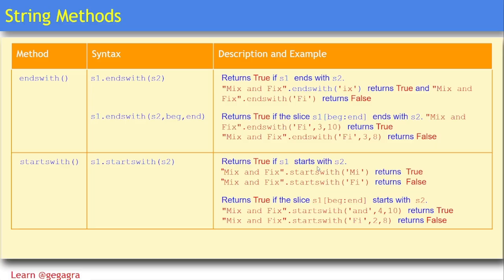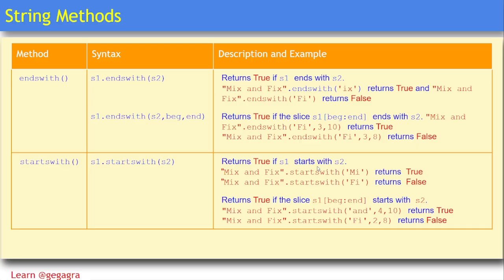Now let's take another example where we'll see the beginning or end index. See here, it returns true if the slice of the string from this index to this index minus 1 starts with s2. If you look at "mix and fix" startswith "end", but from where? Starting with index 4 and up to index number 9, which means 10 minus 1.